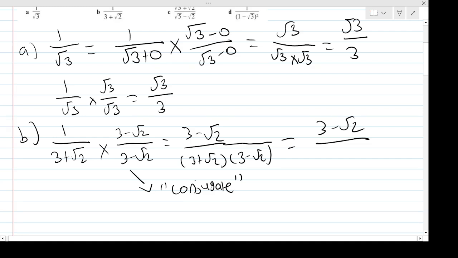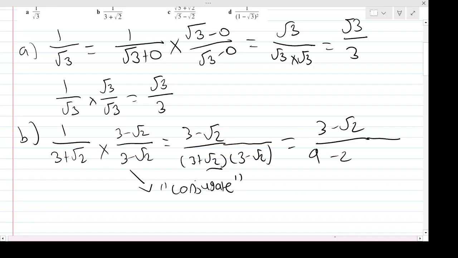Well, okay, we're left with 3 minus root 2. But then if we expand this out, first let's deal with the 3 here. 3 times 3 is 9, and then 3 times minus root 2 is minus 3 root 2. And then with the root 2 next, root 2 times 3 is plus 3 root 2. And then root 2 times minus root 2 is minus 2. But notice the minus 3 root 2 and plus 3 root 2 cancel each other out. So I'm simply left with 9 minus 2.